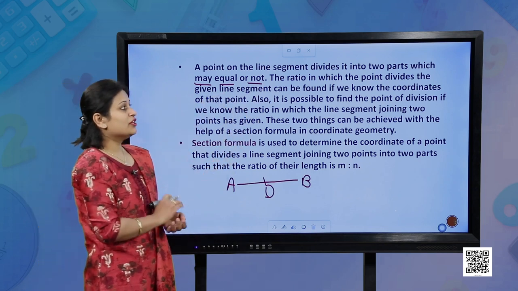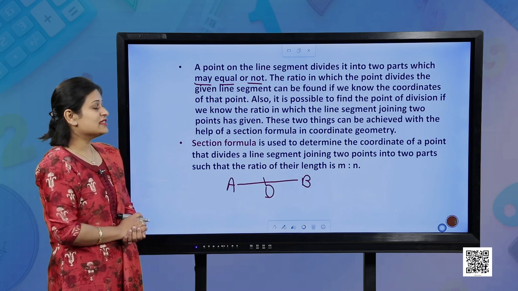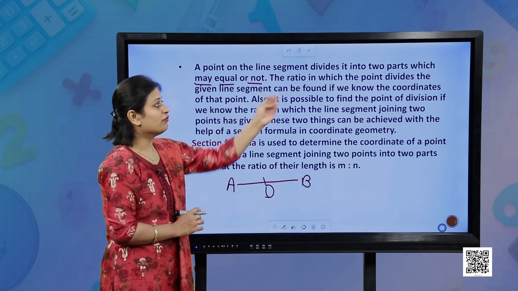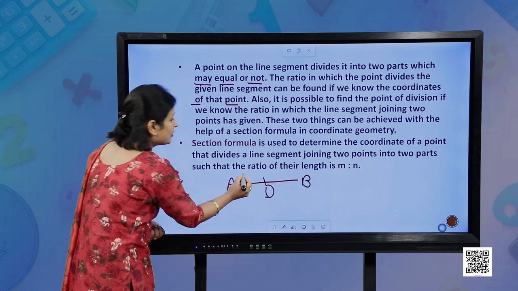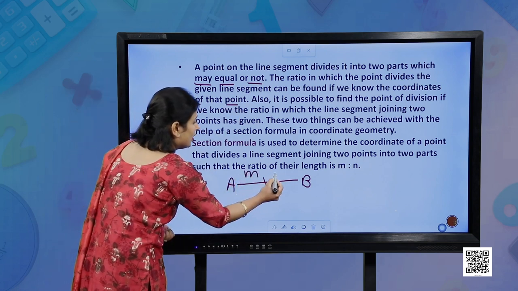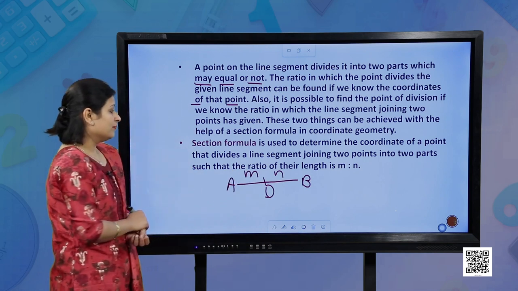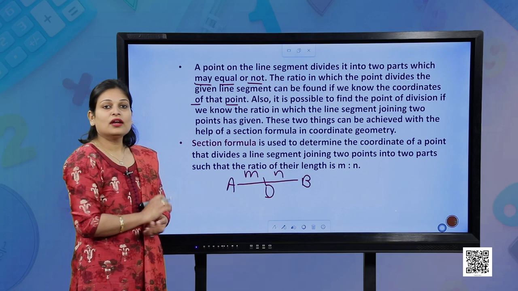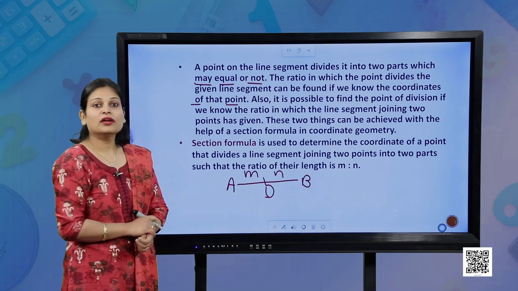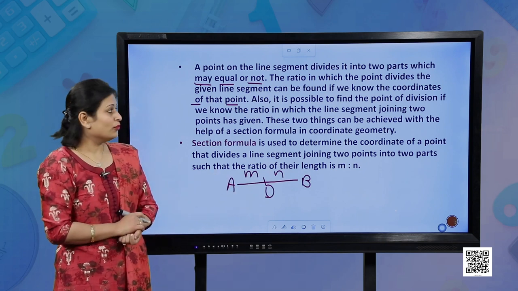So, the ratio in which the point divides the given line segment can be found if we know the coordinates of that point. Suppose the line segment AB is divided in the ratio m is to n and I need to find out the coordinates of the point D. So, I can find it out.